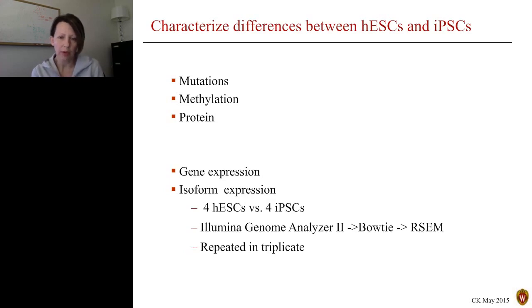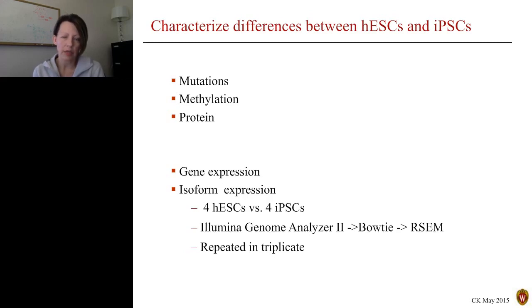Our group got involved when the questions were associated with identifying differentially expressed genes and also, importantly for today's talk, identifying differentially expressed isoforms between human embryonic stem cells and induced pluripotent stem cell lines. An experiment that I'll talk about in some detail, the outline is given in brief here. We have 4 human embryonic stem cell lines versus 4 induced pluripotent stem cell lines.